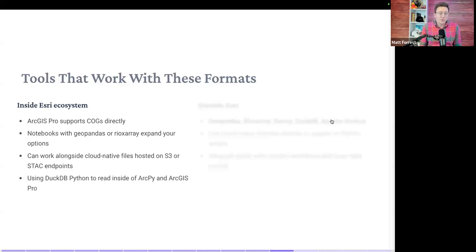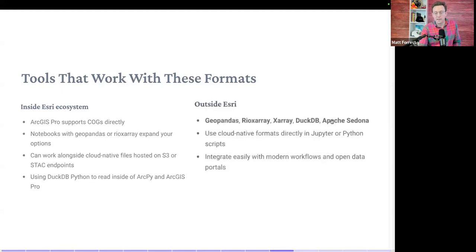So what are some of the tools that work with this? Inside the Esri ecosystem, ArcGIS Pro supports cloud optimized GeoTIFFs directly, so you can do that. Notebooks that you can use alongside GeoPandas or rioxarray, which is an extension of Rasterio that can expand your options if you're using ArcPy and things like that. You can work alongside these files with S3 data from AWS or STAC endpoints, which I can show you a little bit about. Or you can actually use DuckDB in Python to read inside of ArcPy or ArcGIS Pro. You need to know a little SQL to work with that, but it's actually fairly simple to spin that up. It's just a Python package.